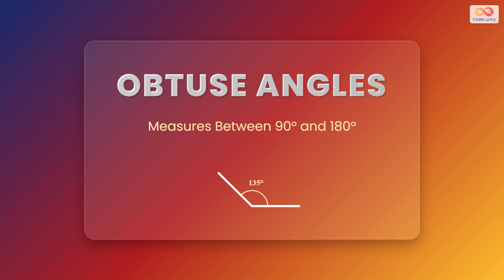Welcome to Geometry Basics. Today, we are exploring obtuse angles. Specifically, those wide angles that measure between 90 degrees and 180 degrees.